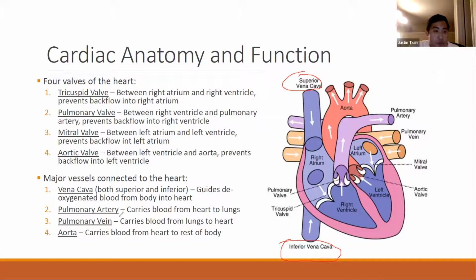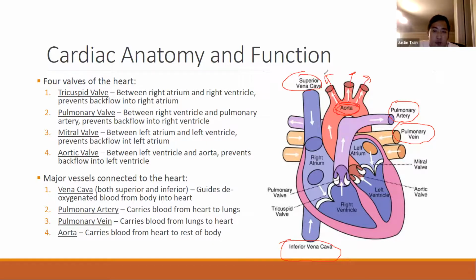Okay. Next, we have the pulmonary artery. The pulmonary artery takes blood from the heart and carries it to the lungs. Then we have the pulmonary vein, which takes blood from the lungs and brings it back to your heart through the left atrium. And then finally we have probably the biggest blood vessel in your body, and I think a lot of you will choose this for your projects, which is the aorta. The aorta is the biggest artery in your body, and it's the first blood vessel that takes oxygenated blood and starts to distribute it through the rest of your body.